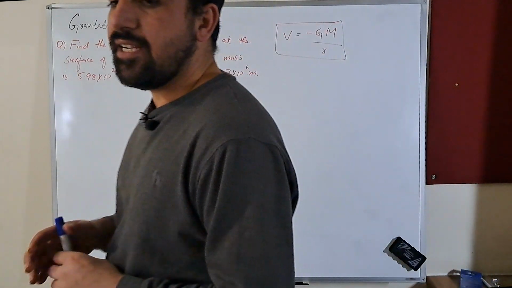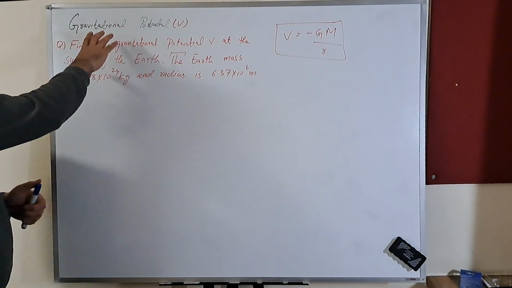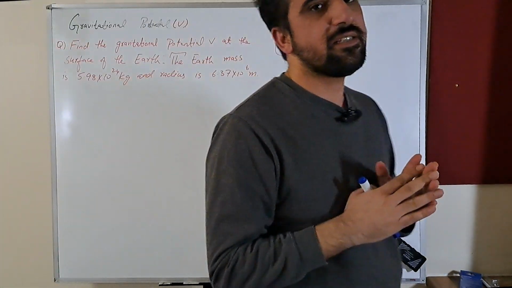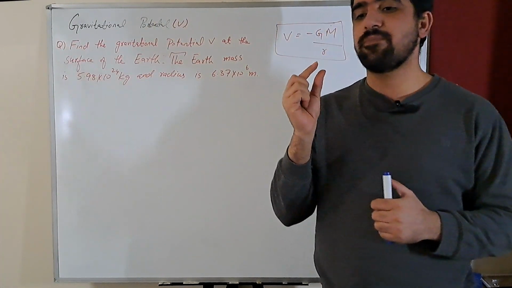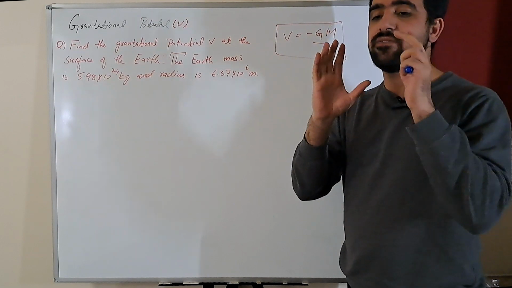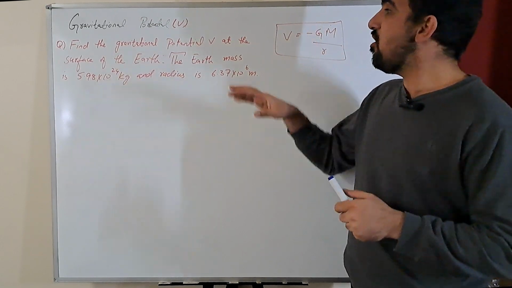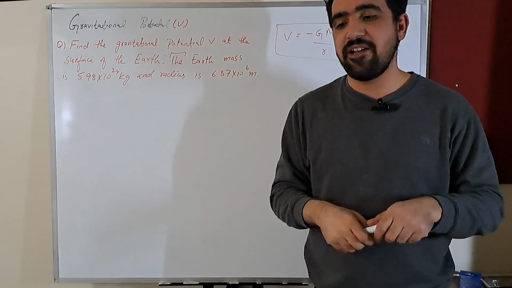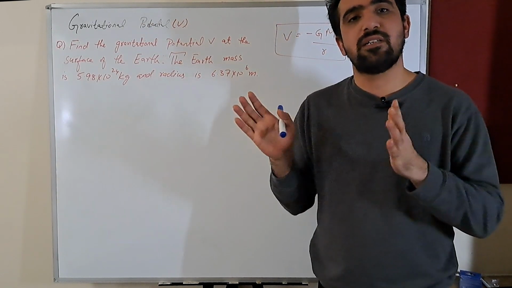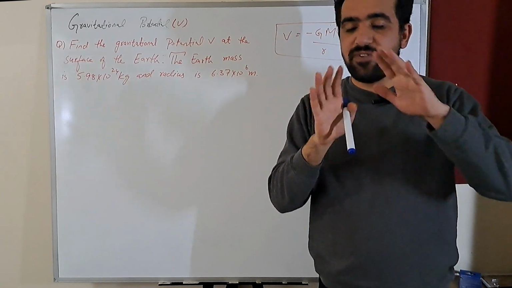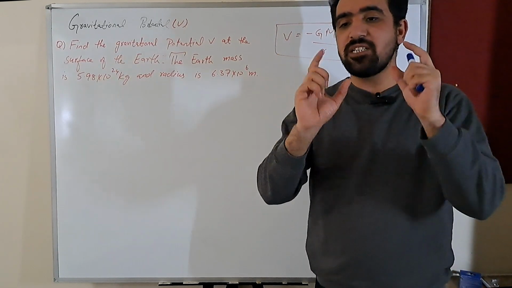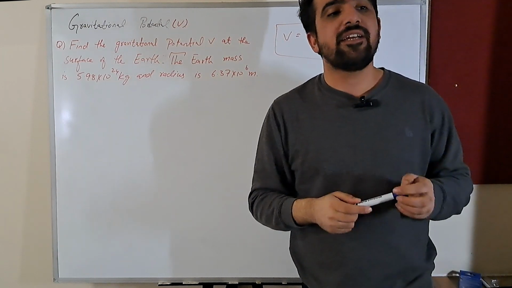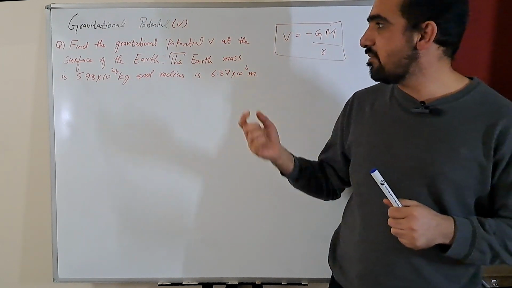The next topic that we are going to study today is related to gravitational potential. Gravitational potential is the potential energy stored per unit mass. So if we have 1 kilogram of a mass, how much potential energy is stored in the field of an object, let's say a planet Earth, a moon, or a star, in 1 kilogram of that material?